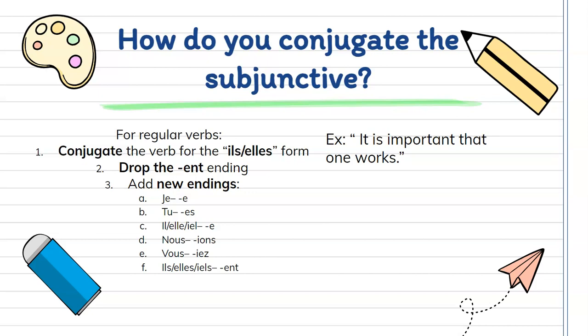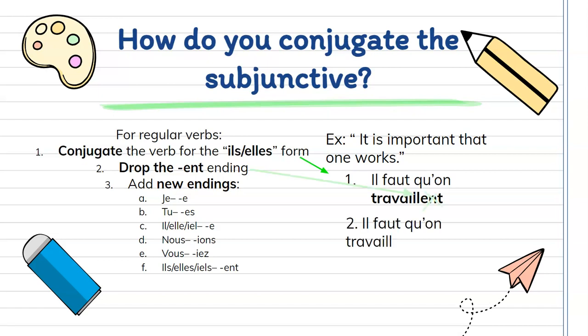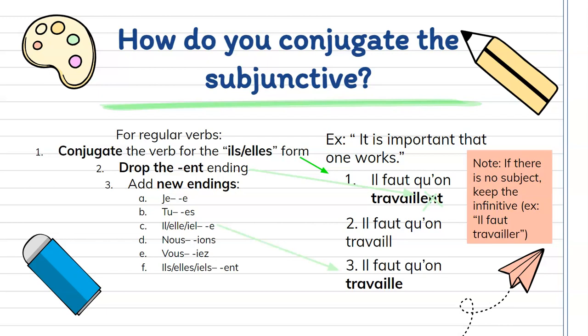One example is saying it's important that one works. So let's look through this example together. You'll start with the il, elle form, so il faut qu'on travaille. We'll drop the ent ending, and then we'll see what ending we need to add back. For on, in this case, it'd be e. Keep in mind, though, if there's no subject in the sentence and you're just saying it's important to work, and you're not saying it's important that you work, or that I work, or that she works, you don't need to do all that, you just keep the infinitive. Il faut travailler.